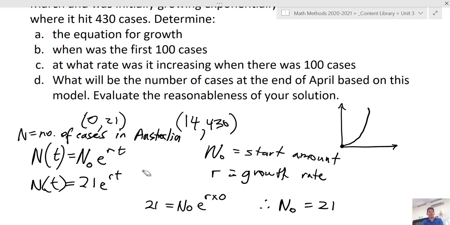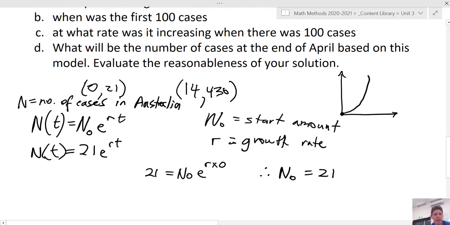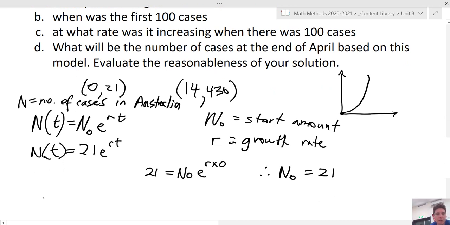We need to find the growth rate. So I've put in 1 point. What do you think I should do to find the other variable? Put in the second point, yeah? So let's put in n(t) is equal to what?